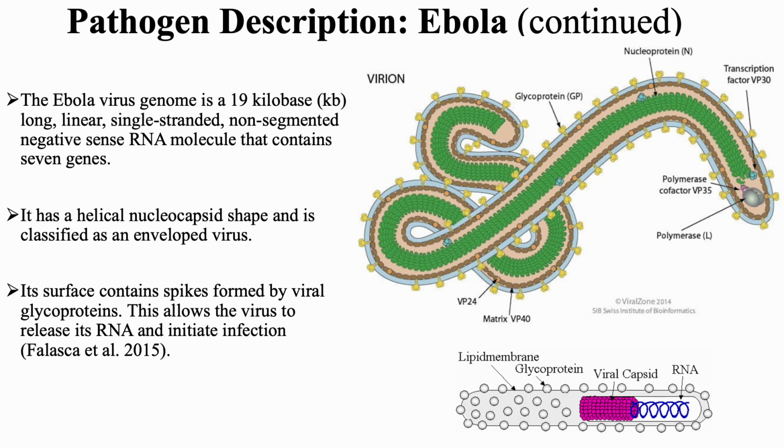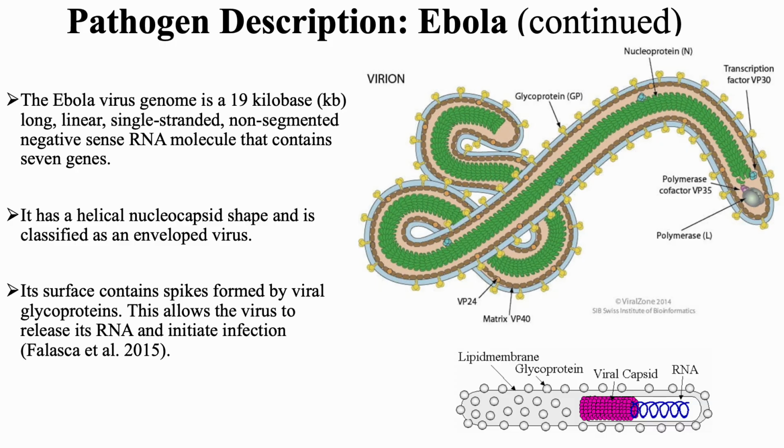The Ebola virus genome is a 19 kilobase long, linear, single-stranded, non-segmented negative-sense RNA molecule that contains 7 genes coding nucleoprotein, viral protein 35, VP40, glycoprotein, VP30, VP24, and the L protein, which is an RNA polymerase.